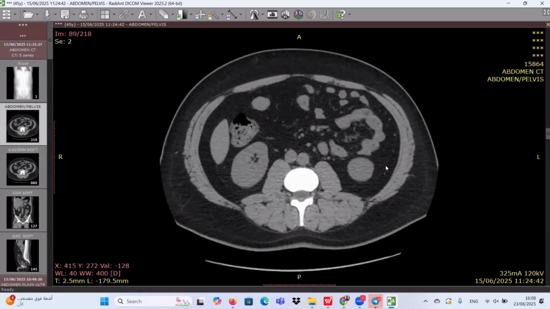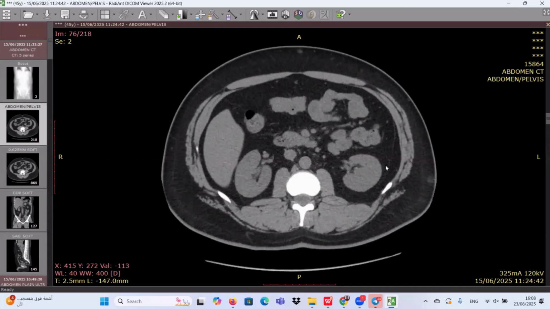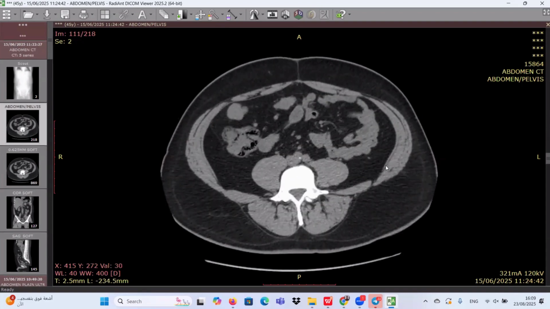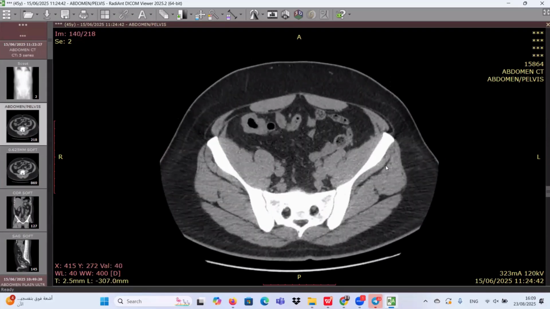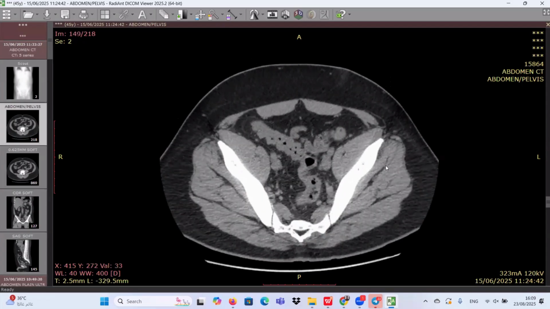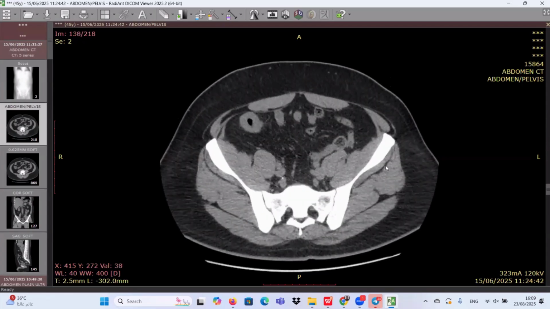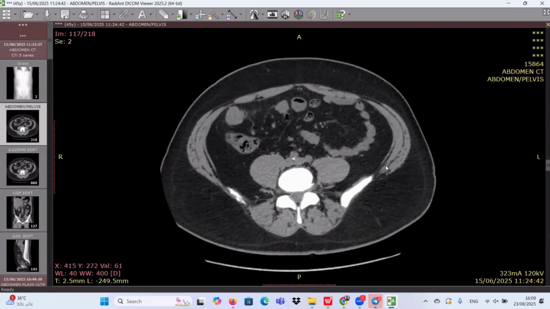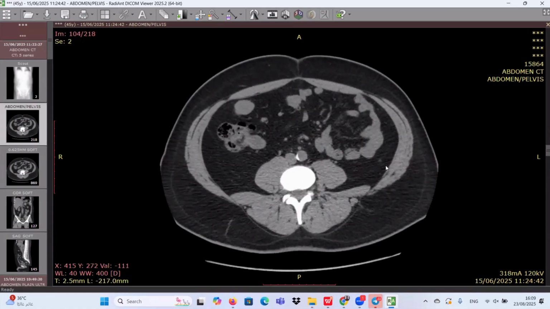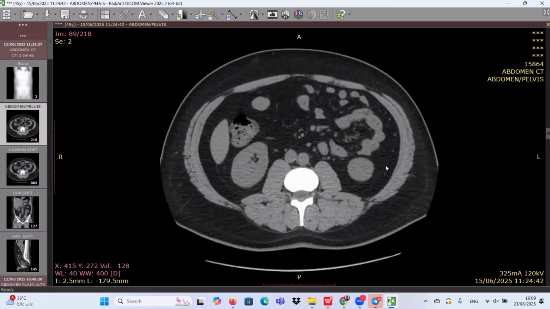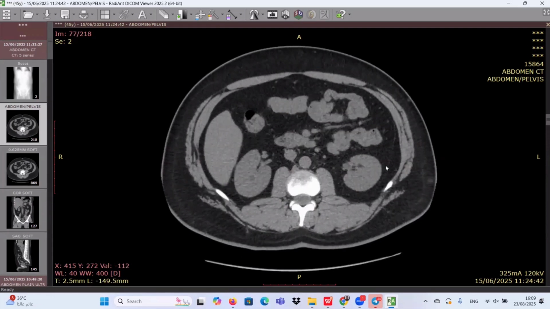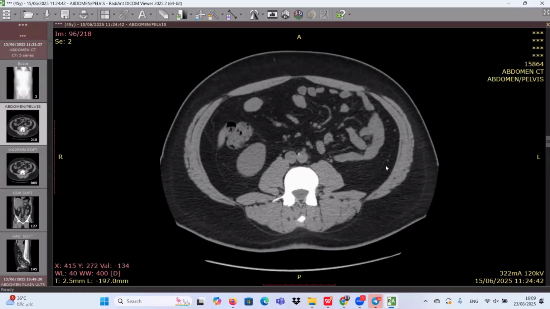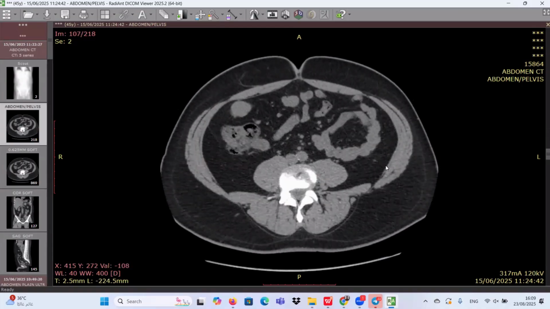I think it's the large bowel. I'm trying to follow the large bowel. I could appreciate that the sigmoid is continuing on the right side, and then it's redundant, because I could also appreciate the ascending colon in normal position. There is a large redundant sigmoid colon with significant stranding and inflammation.